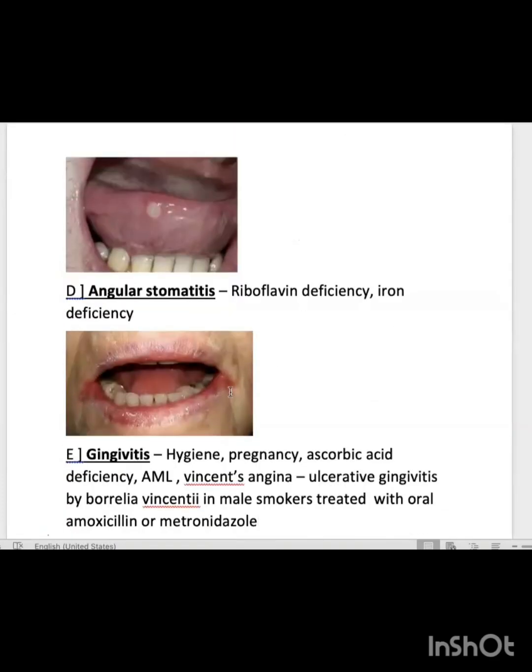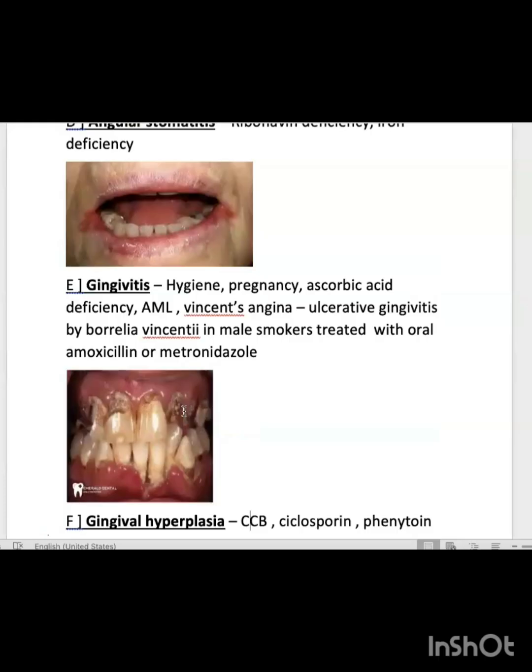Angular stomatitis is very commonly seen with riboflavin deficiency and iron deficiency. Gingivitis, that is, you can see tartar in between teeth. You can see eroded buccal mucosa, the gums, which occurs with poor hygiene, can occur with pregnancy, vitamin C deficiency, acute myelogenous leukemia, and Vincent's angina, which is caused by Borrelia vincenti in male smokers, which is treated with oral amoxicillin or metronidazole.